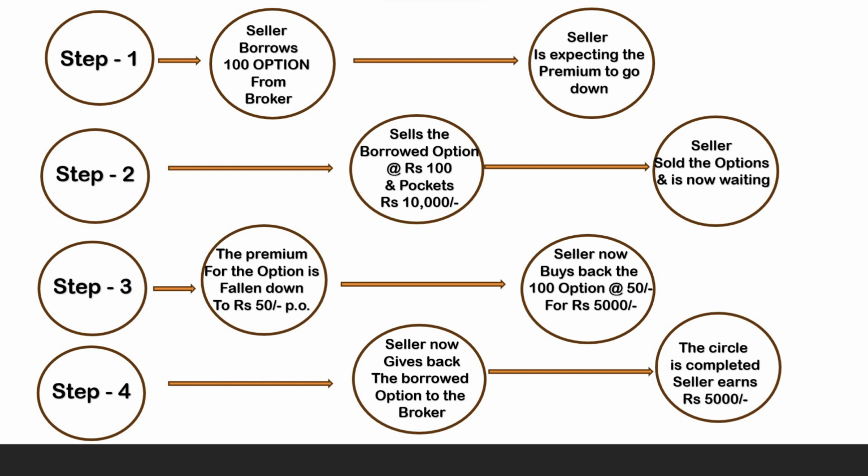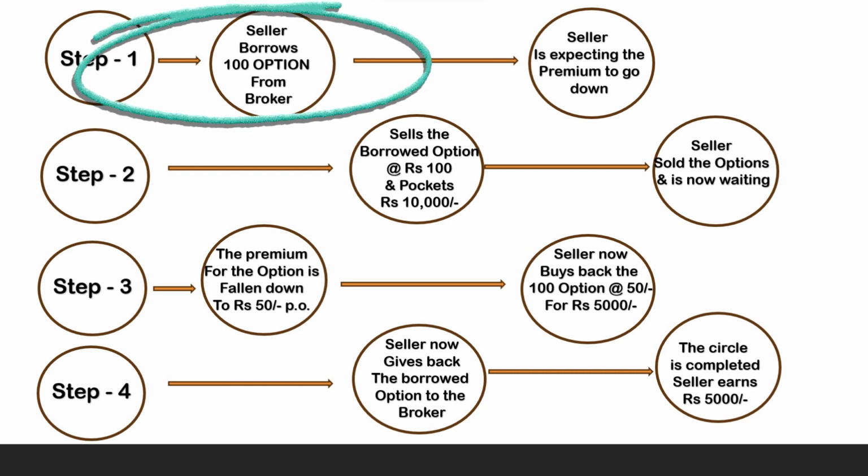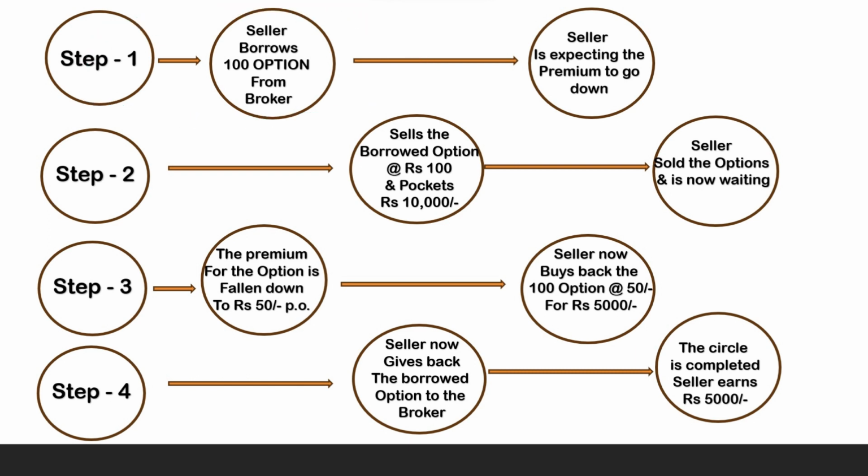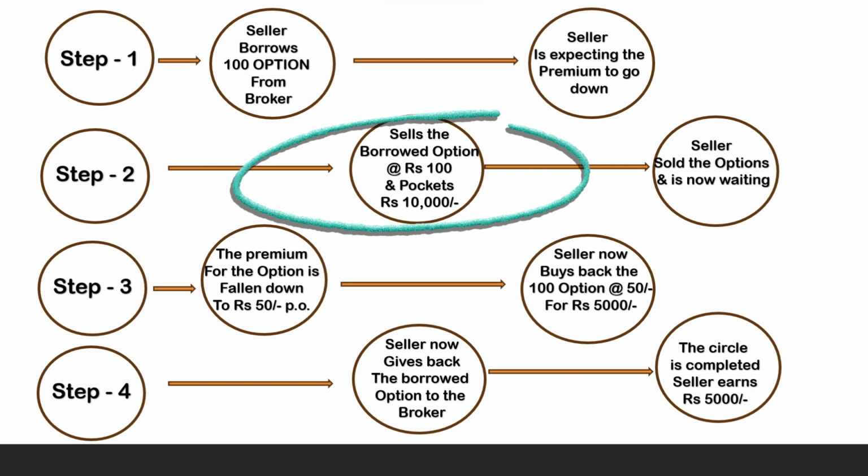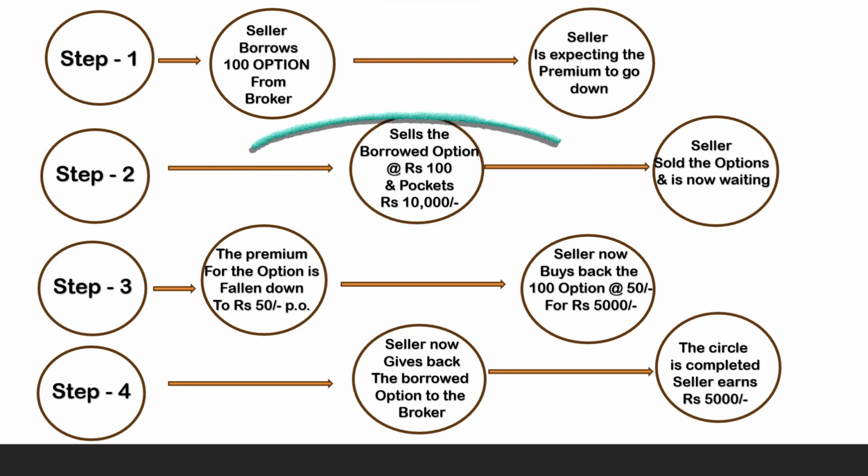Now in step one, what is happening? The seller is borrowing 100 options from the broker and entering into a position by selling those options in the market. So the trader borrowed 100 options, sold them for 100 rupees and got 10,000 rupees. For convenience, we are not going to calculate the brokerage or any other charges. So here the trader has pocketed 10,000 rupees.